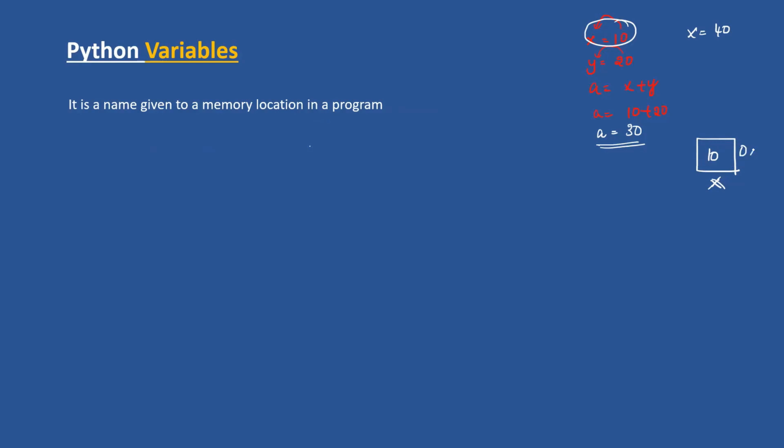For example, memory addresses will always be hexadecimal values. So let's say 0x100. This is the address. For this particular address, I gave the name x.